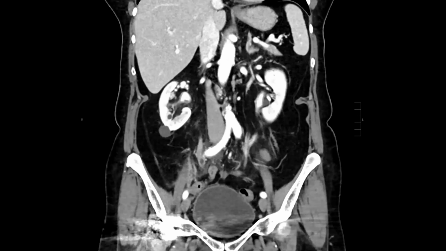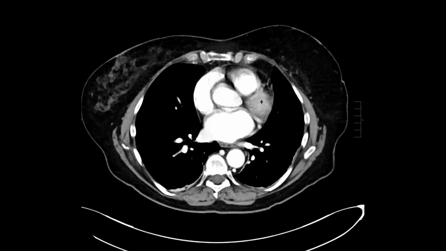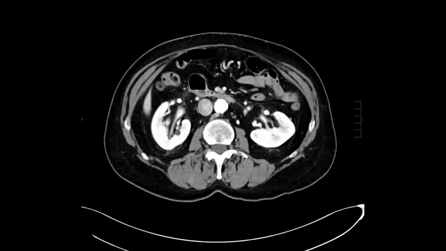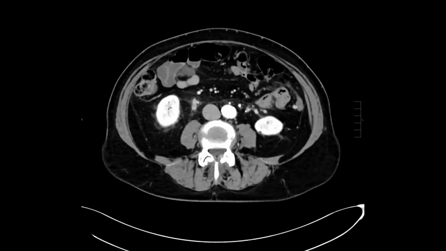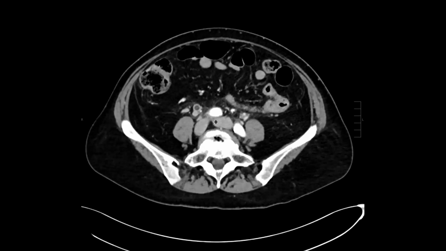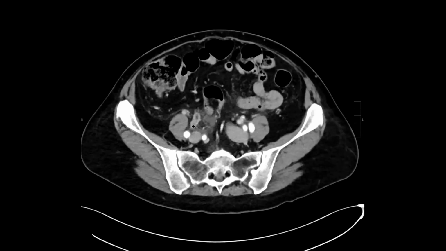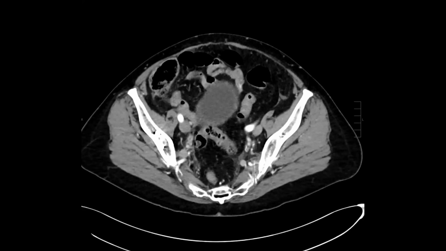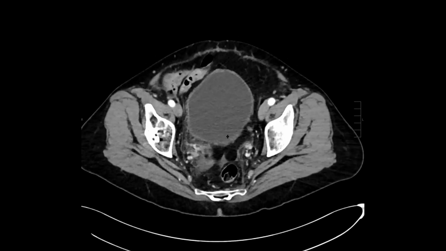This is just the ER scan, so it's just a routine portal venous phase. So there's the right ureter, and this thing is anterior to the right ureter, but it goes along with the ureter. And then I don't know where it goes here. So I recommended a CT urogram.